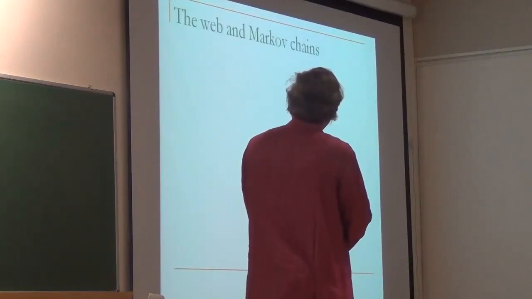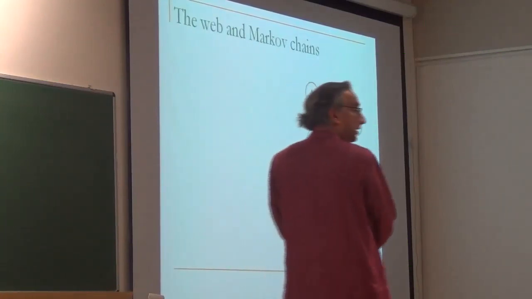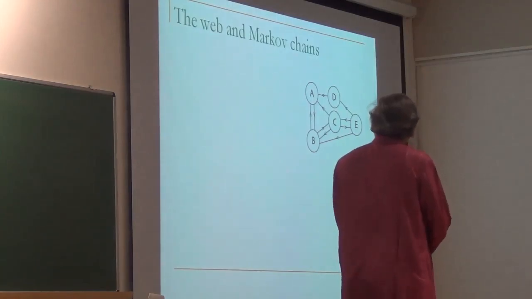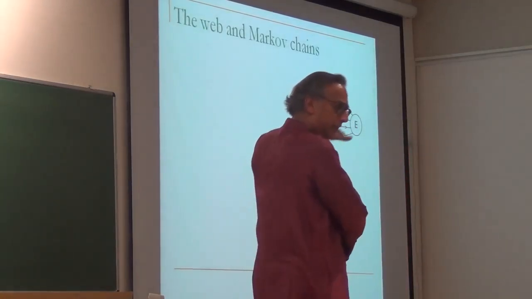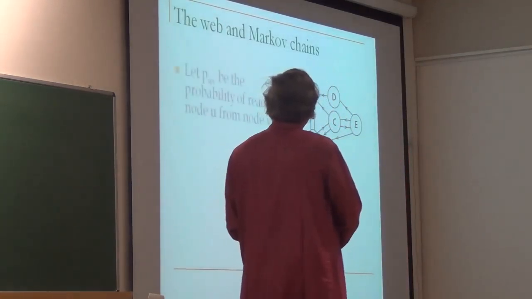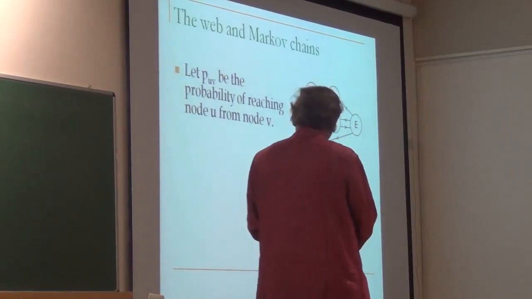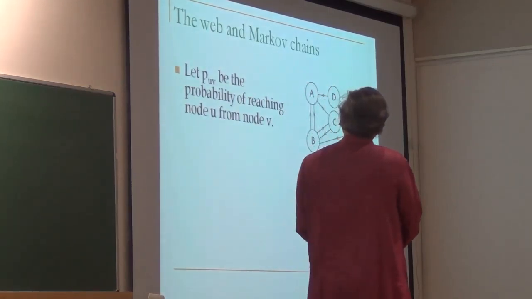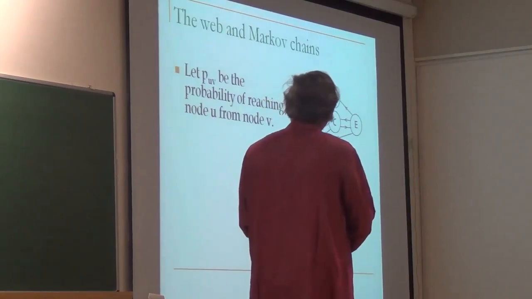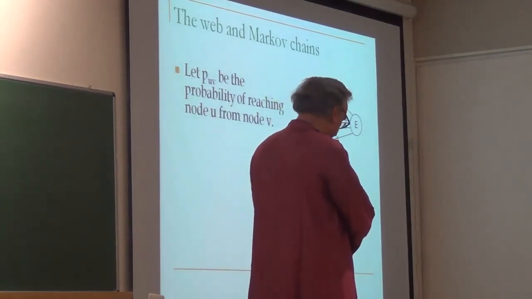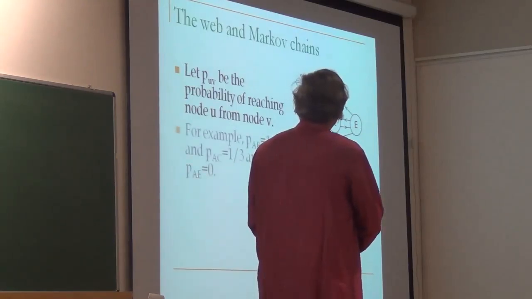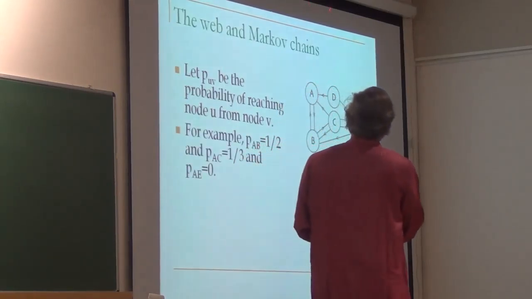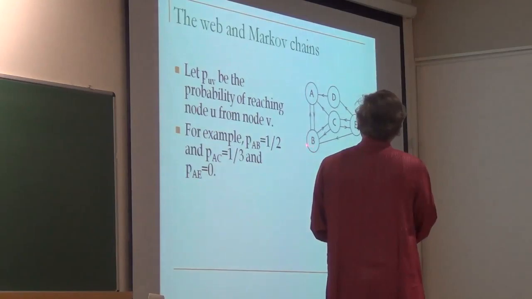Okay, so the web page rank algorithm, how does it work? Let's take a toy model of five websites pointing to each other and try to understand this particular collection of websites. Let P(U, V) be the probability of reaching node U from node V. So for example, how do you reach node A from node B?